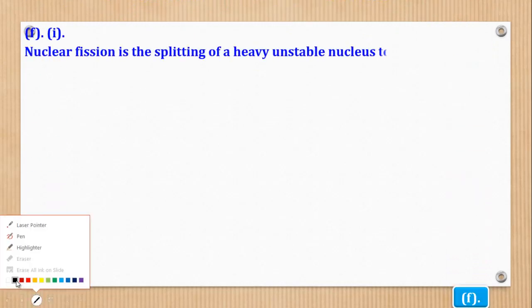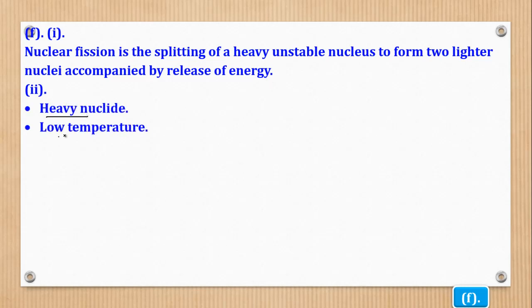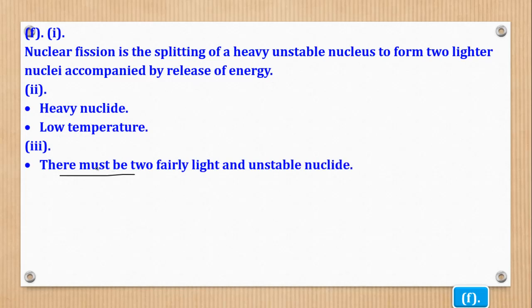So one, nuclear fission is the splitting of heavy unstable nucleus to form two lighter nuclei accompanied by release of energy. Then Roman 2 conditions, we have heavy nuclide and low temperature. Then Roman 3, there must be two fairly light and unstable nuclide. High temperature is required.